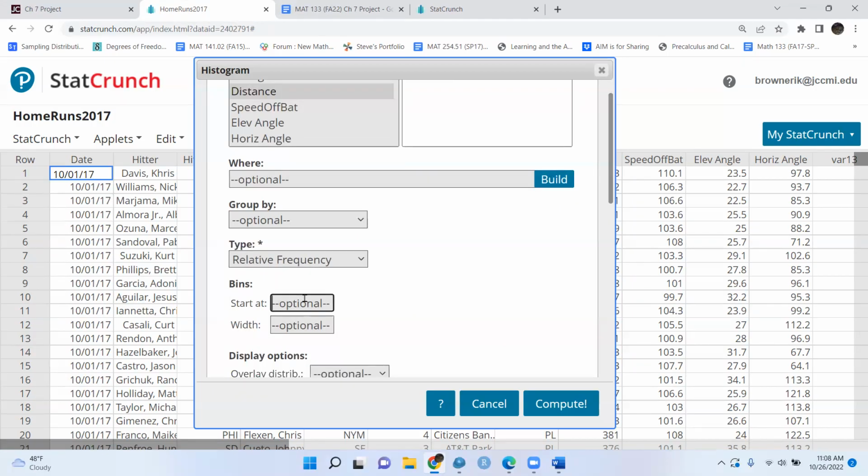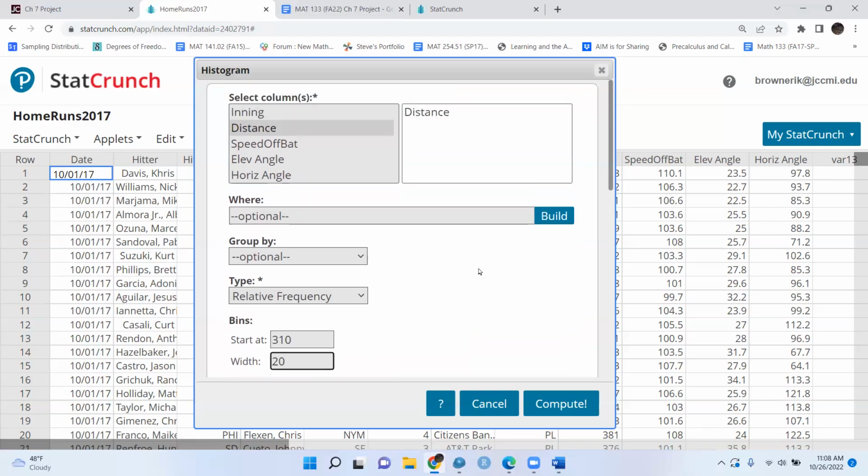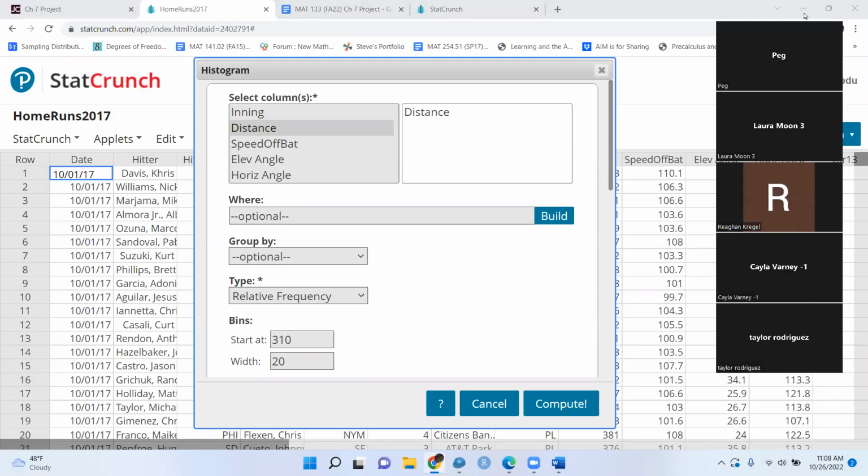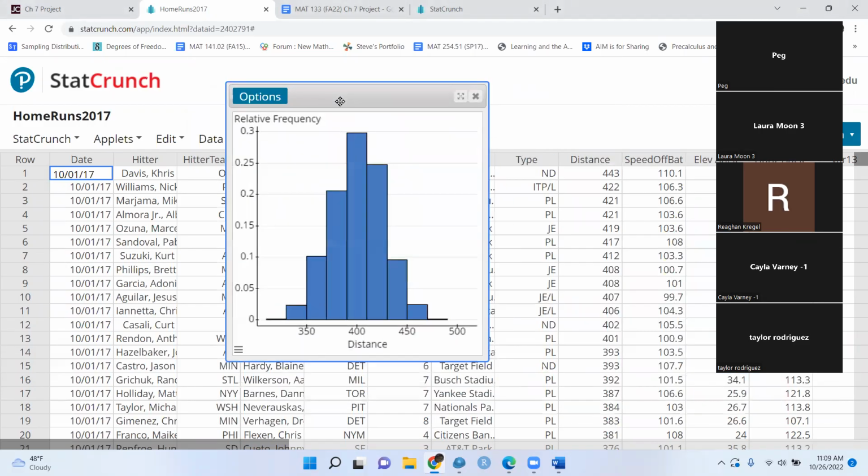Under the bins option, we're going to start at 310, and we wanted a width of 20. So I'll pause there. This is everything you need to do from the histogram menu. Anyone need me to redo it? With this 20, you said, right? Correct, width of 20. Got it. Nice. So compute, there it is. Isn't that beautiful?